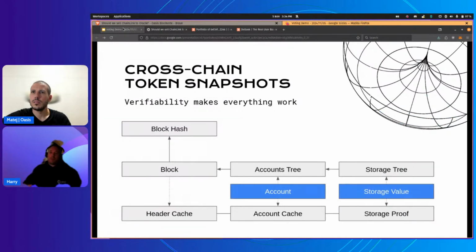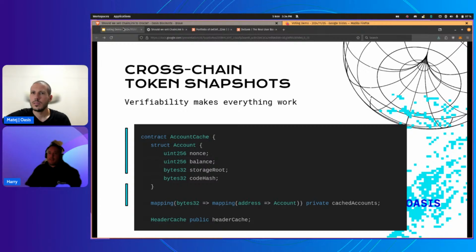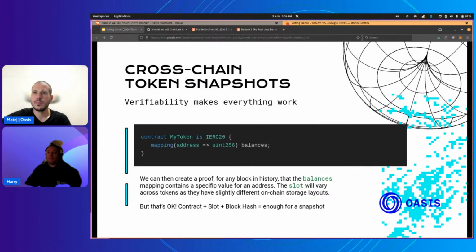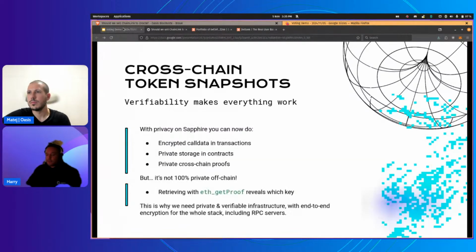So it's a quick diagram, and we're running through the different contracts. If you want to see more details, you can go and check the repo out. But in the example here, in the contract, we have a mapping, which is the token balance of the user. And all we're doing is saying that in this contract, at this block, this mapping has this address mapped to that value. And that's how we're doing snapshot voting. And of course, with privacy on Sapphire, you can do encrypted call data and transactions. You've got private storage and contracts, and now you've got private cross-chain proofs.